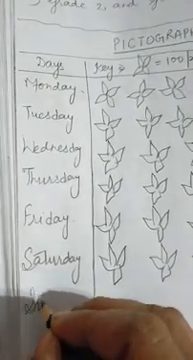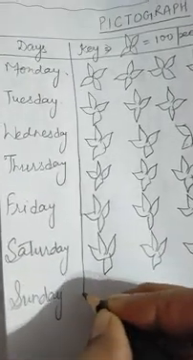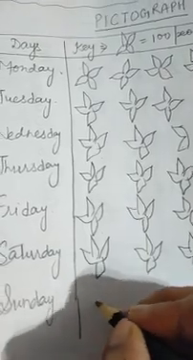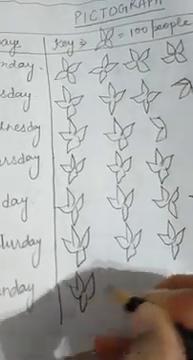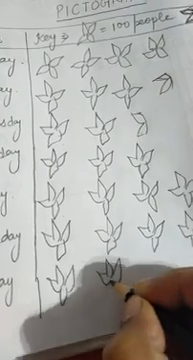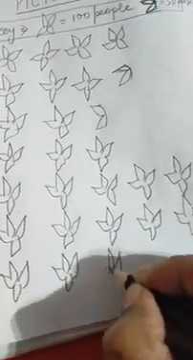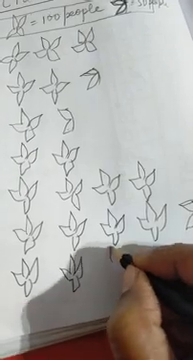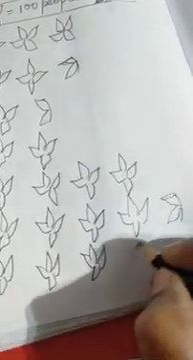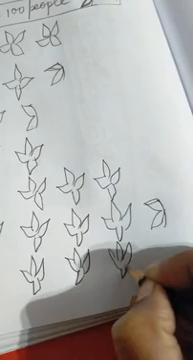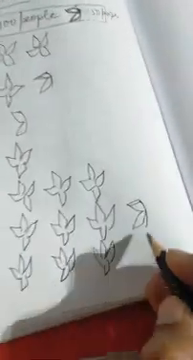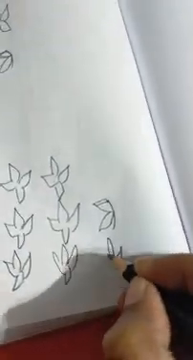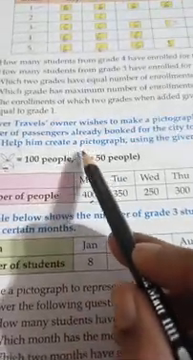Yes, like this. And after that Sunday is there. Yes, Sunday 600. So here we will draw 6 flowers because 1 flower means 100. 1 2 3 4 5 and one more, like this, 600. Yes, now here only we have to make the pictograph.